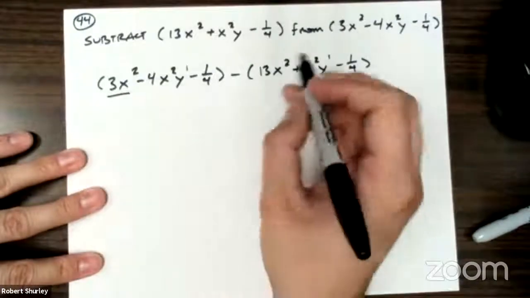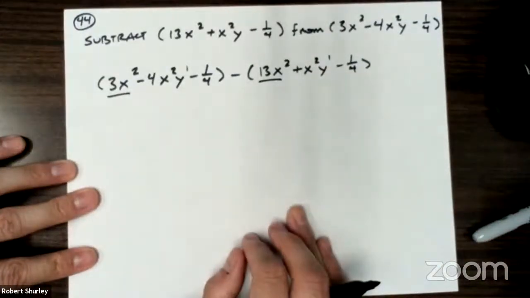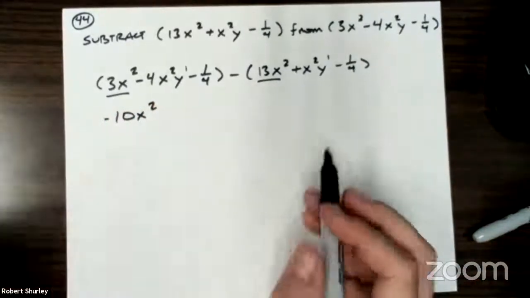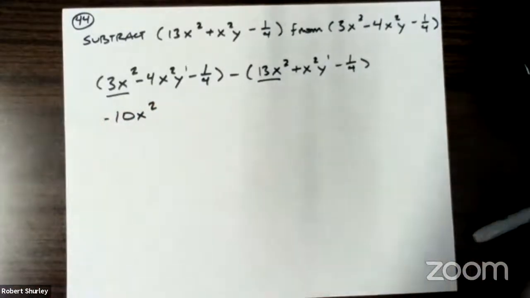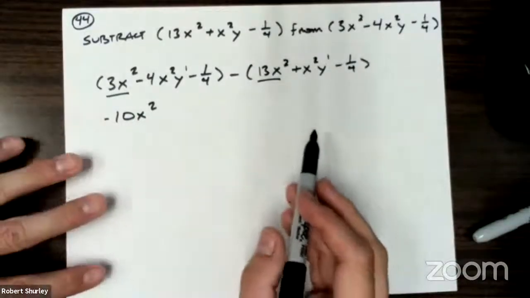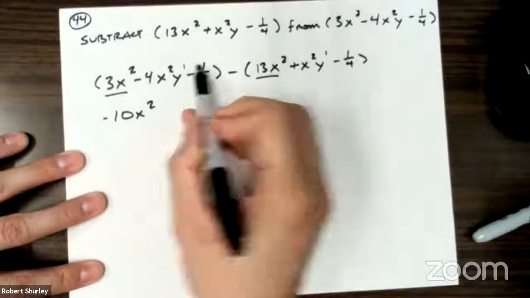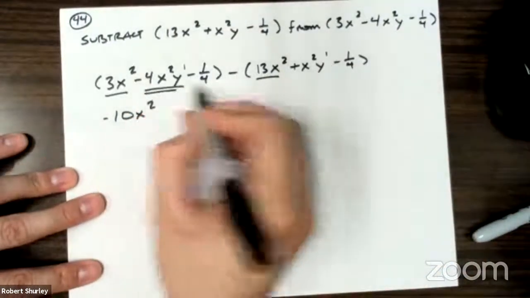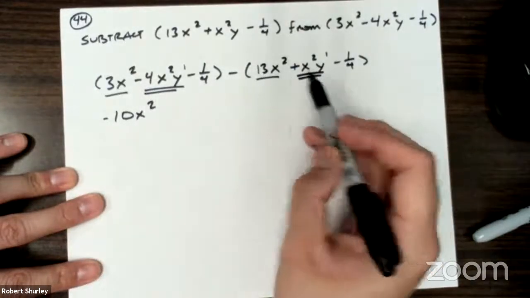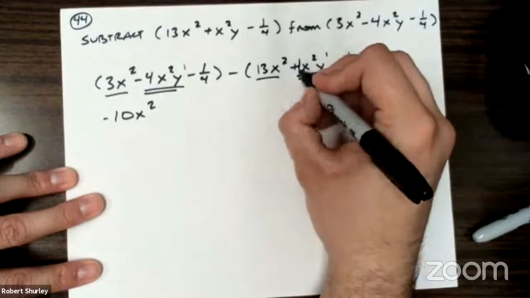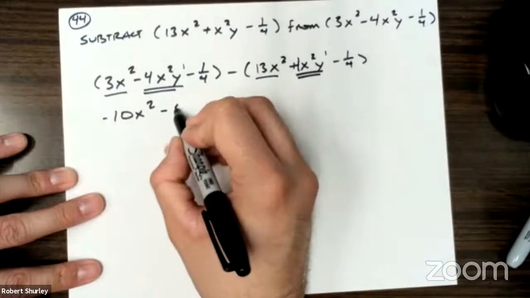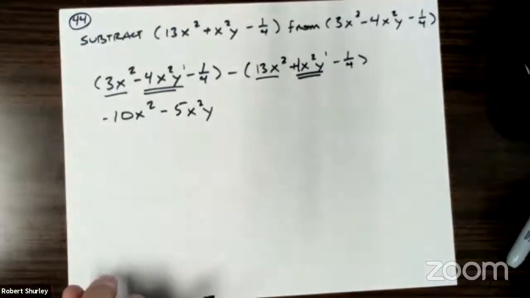So I've got to do 3x squared minus 13x squared. That would be minus 10x squared. Okay, and then I can combine the middle two, right? X squared y. So we've got negative 4x squared y minus x squared y. So that's really negative 4, and now really there's a 1 there, right? So negative 4 minus 1, so it's minus 5x squared y.